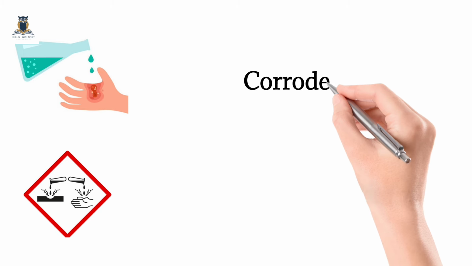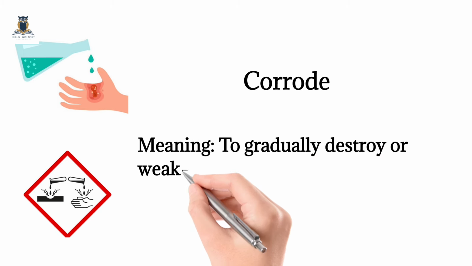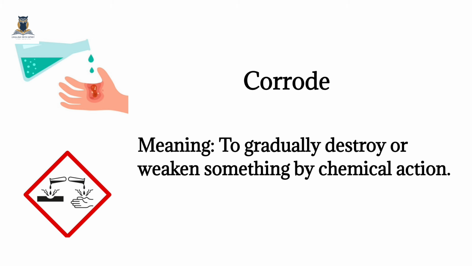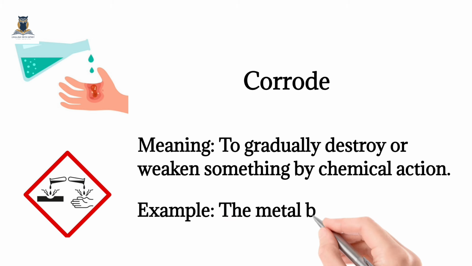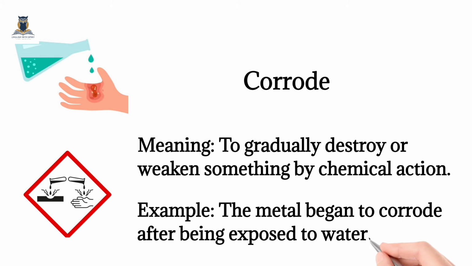Corrode. Meaning, to gradually destroy or weaken something by chemical action. Example: The metal began to corrode after being exposed to water.